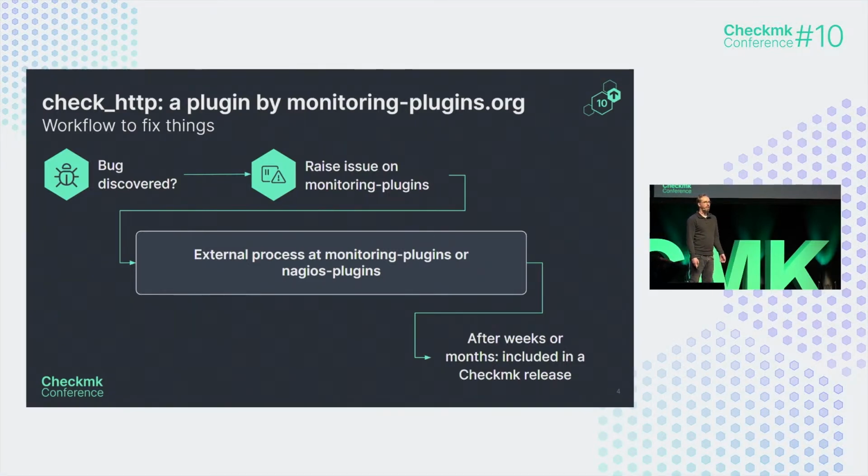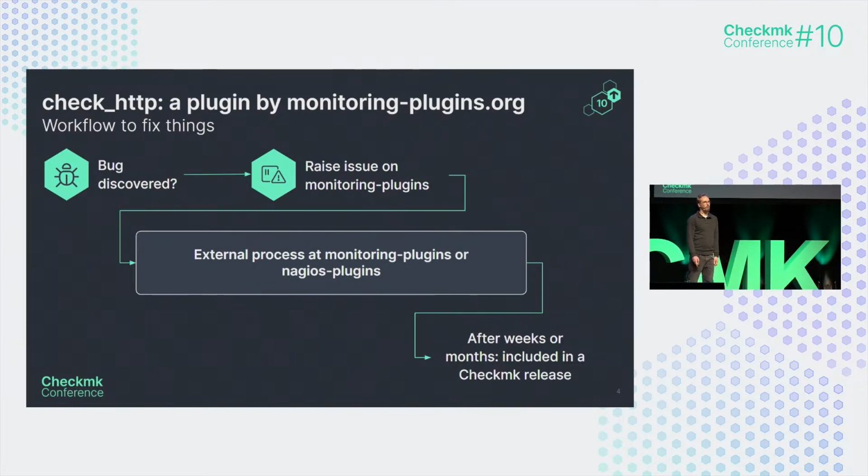So the steps to fix a bug include raising the issue, waiting for the fix and adoption, waiting for the next release of monitoring plugins, applying the new version in Checkmk, and finally releasing a Checkmk version containing this fix. And this often takes months, sometimes years. We're still waiting for TLS 1.3 or HTTP 2 support.